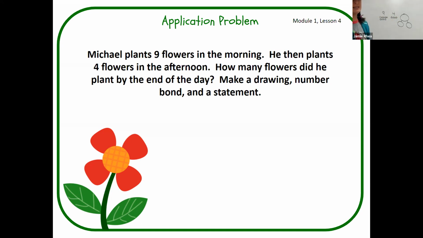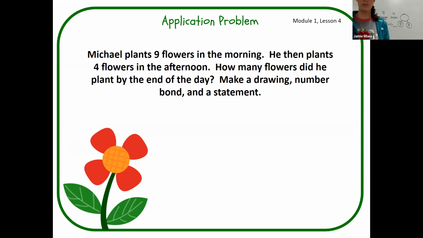Now, if he had 9 flowers that he planted in the morning and 4 that he planted in the afternoon, are either of those my total or are they my parts? My parts. So could I write an expression using 9 and 4? Yeah, I could say 9 plus 4 equals something. Now, I know that I can fill in my number bond with the parts I know. 9 in the morning, 4 in the afternoon.